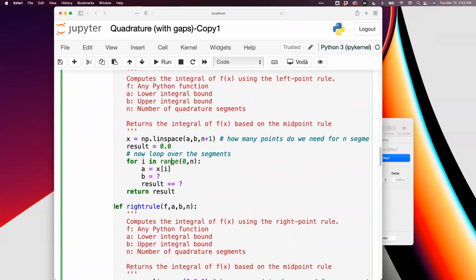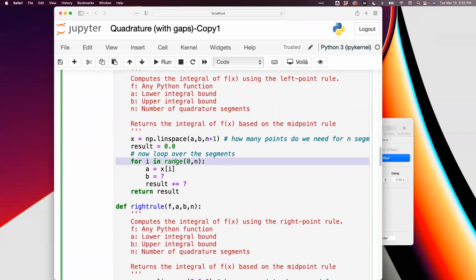Now, as I'm looping over the segments, we start with the 0th segment. The a value for the 0th segment, or the left value, is xi. And the next value, b, is xi plus 1. Now for the left rule, it becomes simple. You just do b minus a times f of a. That's the left rule. And notice here I'm saying result plus equal. What that means is result equals result plus this, so we're adding up all these approximations.